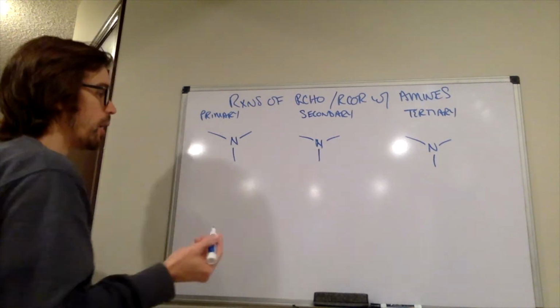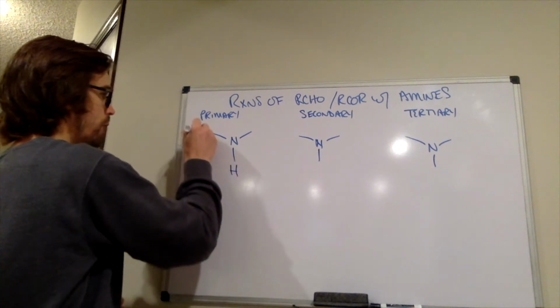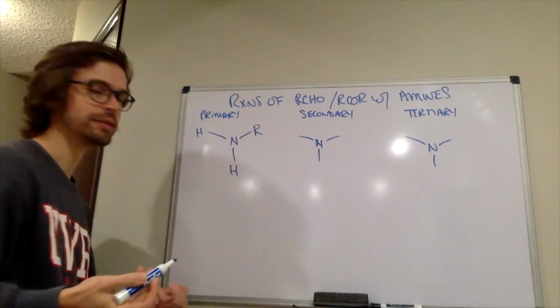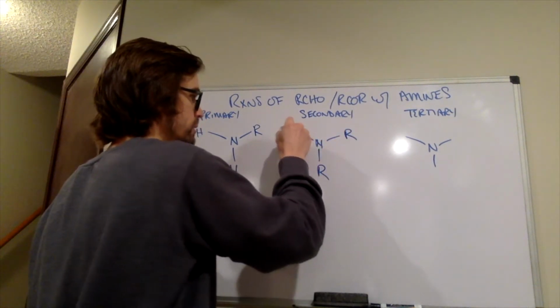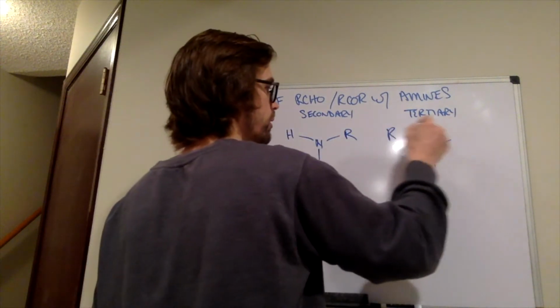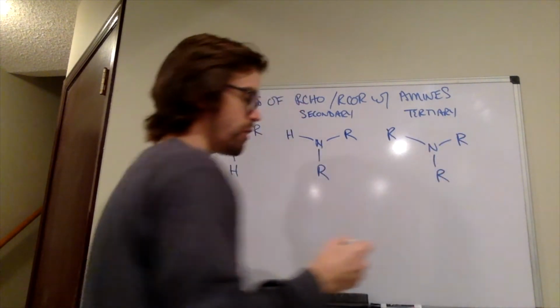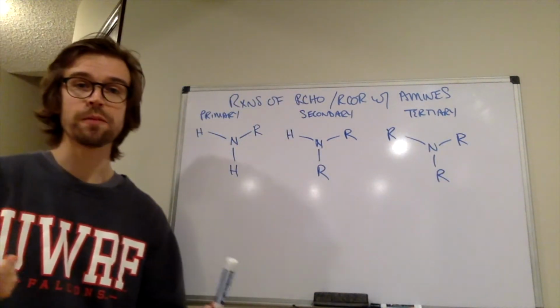tertiary. So a primary amine has 2 hydrogens and 1 R group. A secondary amine has 2 R groups and a hydrogen, and a tertiary amine only has R groups, so it has no hydrogen. Why is this going to matter?